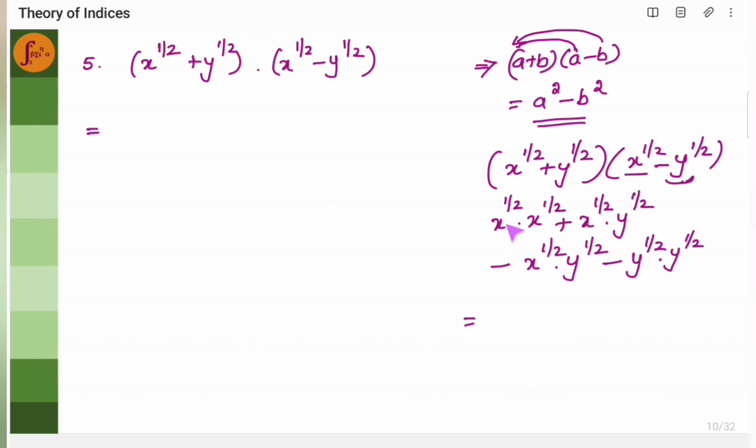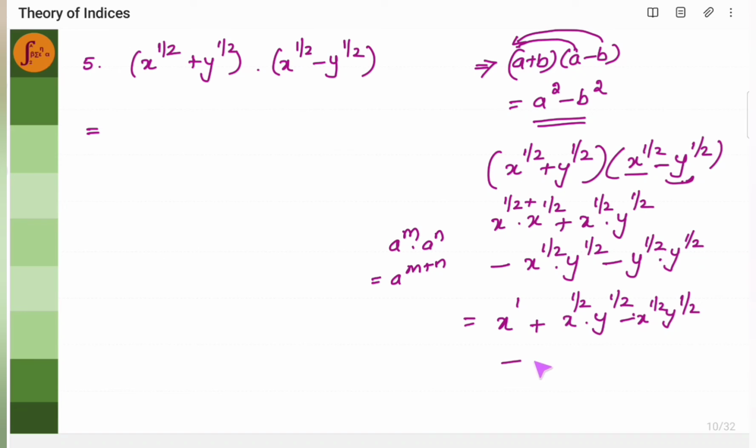Now if I simplify this, I'll have to add the powers. When you have something like this, a to the power m into a to the power n is equal to a to the power m plus n. So I have to add the powers here. x to the power half plus half is 1, plus x to the power half into y to the power half. Now here you have minus x to the power half, y to the power half, and minus half you have to add. Half and half is 1. Now this will get cancelled. This is plus and this is minus, right? So this will get cancelled.